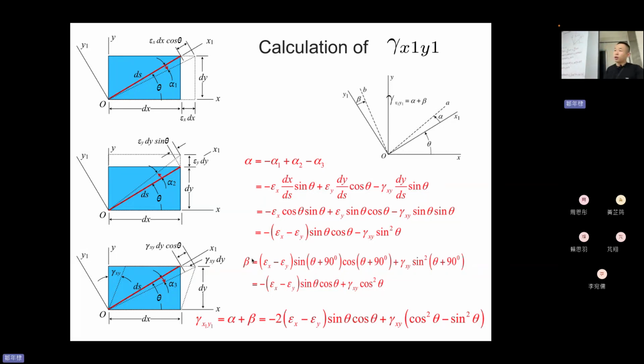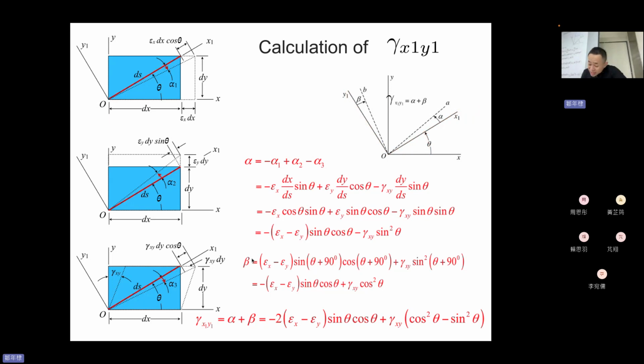So gamma x1, y1 is more difficult. I believe it will take time. I cannot finish today, but it is a similar concept, only more difficult. Now, this is x, this is y. And now you're going to see the new x1 and new y1 axes. So it rotates by theta, no problem.